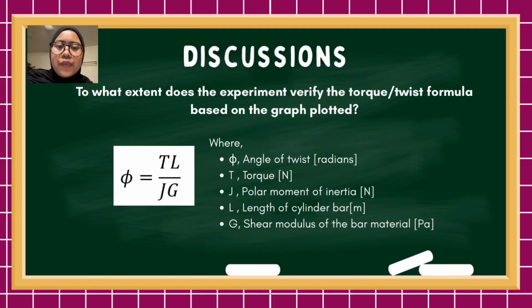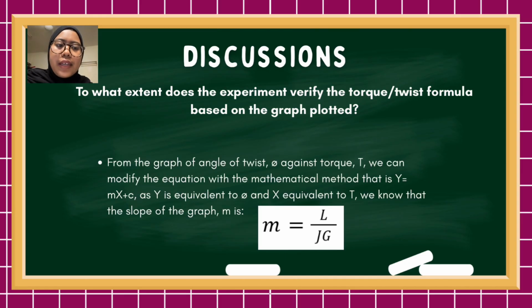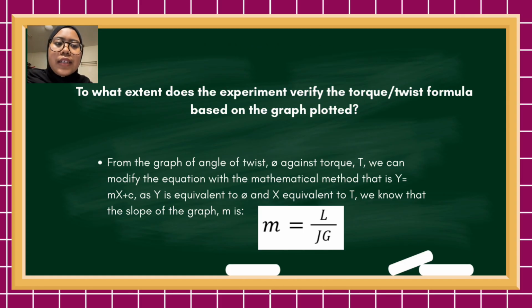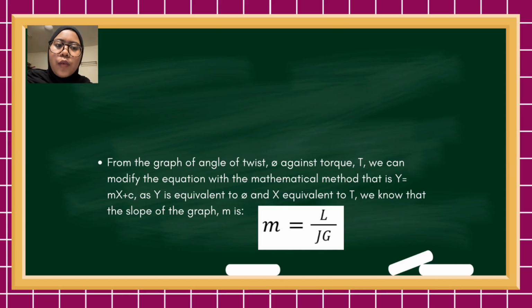Okay, so moving on to the first question of the discussion: to what extent does the experiment verify the torque twist formula based on the graph plotted? So based on the theory of the experiment, where the formula for angle of twist is TL over JG, from the graph of angle of twist we can modify the equation into y equals mx plus c, where y is equivalent to angle of twist, x is equivalent to torque, and we know that the slope of the graph m is L over JG.